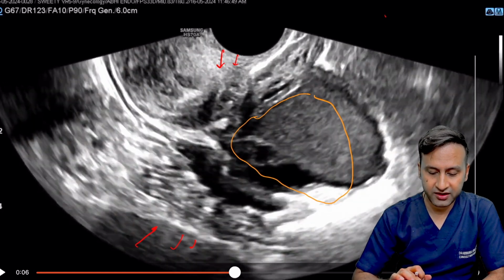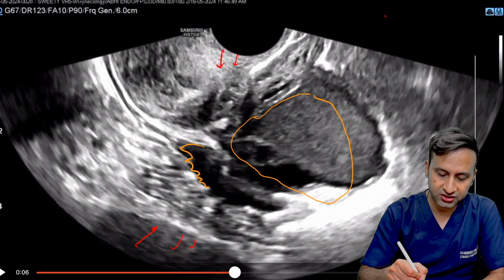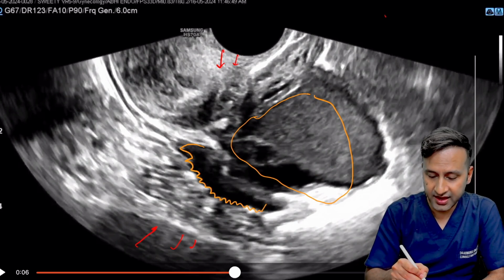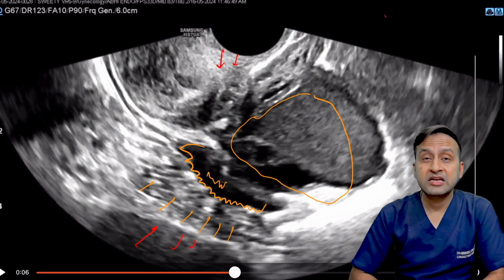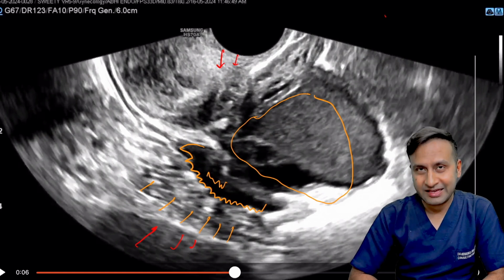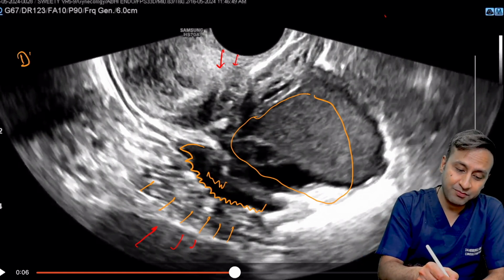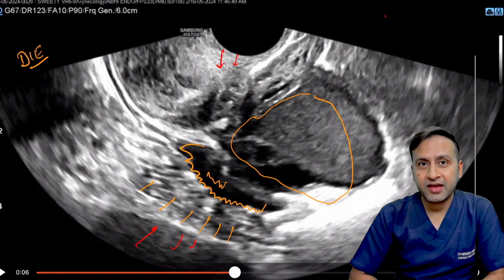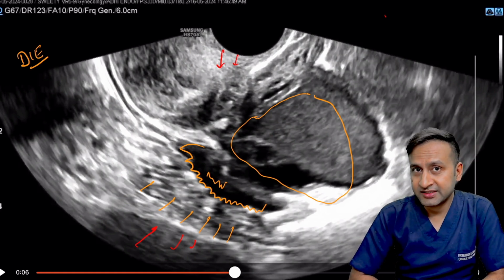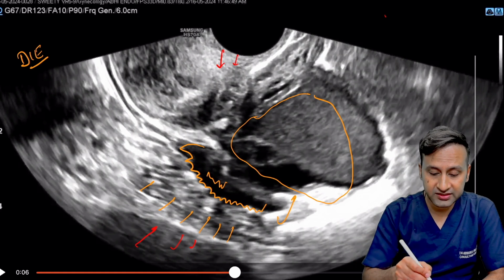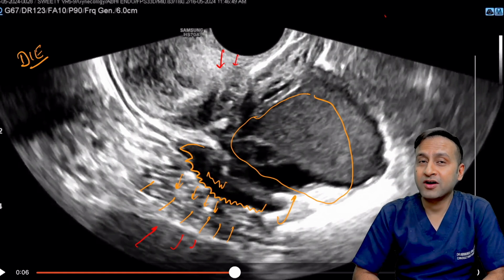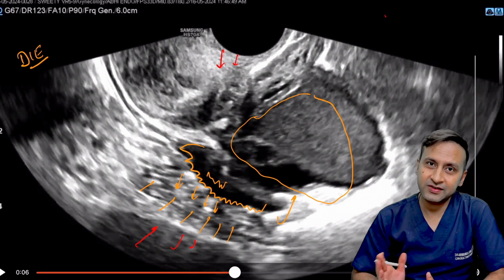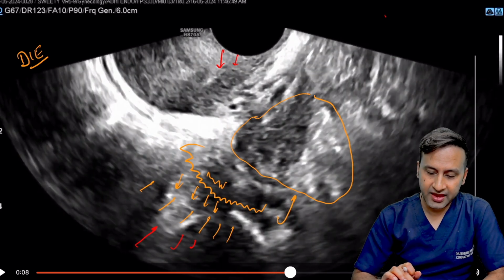So if you see carefully, what do you see here? This black colored structure which is having feathery and spiculated margins, and this particular structure which is present just posterior to this hypoechoic tissue is nothing but the rectum. Yes, you're right. It is again an example of deep infiltrating endometriosis where an endometriotic implant is present in the rectovaginal septum, but it is also adherent to one of the ovaries and the rectum posteriorly. So it is a case of a deep infiltrating endometriotic implant with adhesions with the ovarian surface as well as with the rectum.